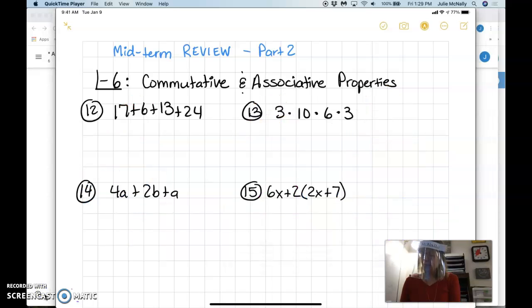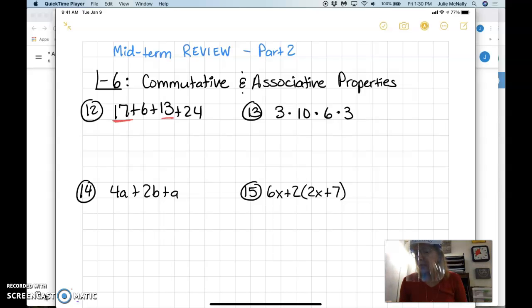Okay, this section is called commutative and associative properties, but all it's teaching us is that when we're adding or multiplying, it does not matter what the order is that you add or multiply. You're still going to get the same answer. So I could do 17 plus 13 first, or I could do 6 plus 17 first, or I could do 6 plus 24 first. It doesn't matter. I'm going to get the same answer as long as I don't add a number twice.